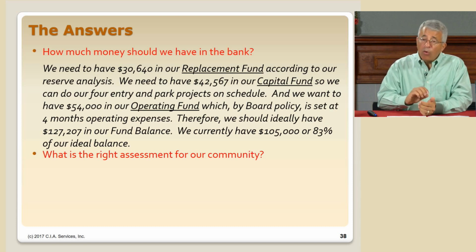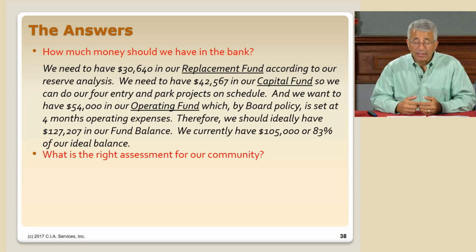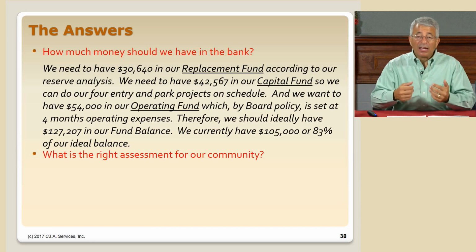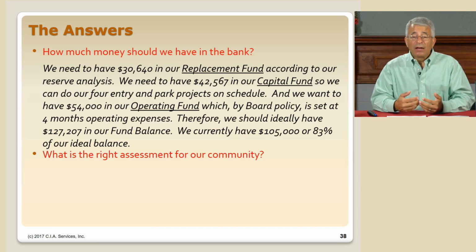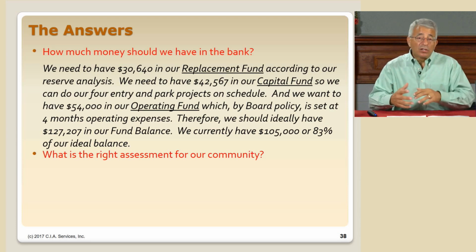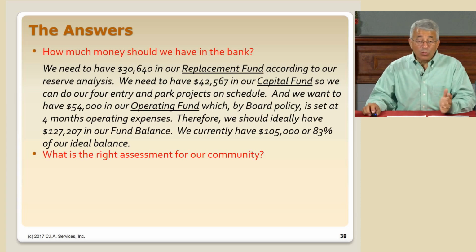Currently, we're a little bit low. We're at $105,000 or 83% of our ideal balance. Clearly, that sort of explanation would give someone a little more confidence than, well, we have to have enough for a rainy day. Or we need to have a bunch because we have a bunch to maintain. That isn't quite as fulfilling as what I just described.